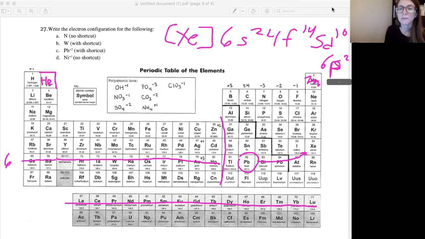Lead +2 means we are losing 2 electrons, and we're going to lose them from our outermost shell, which in this case is actually the 6p2. So we would lose those and be done.